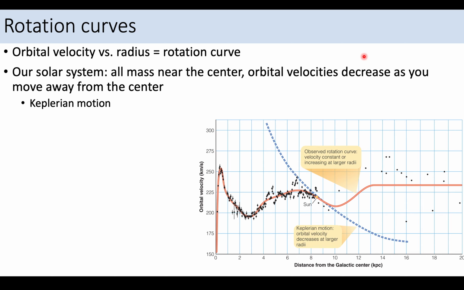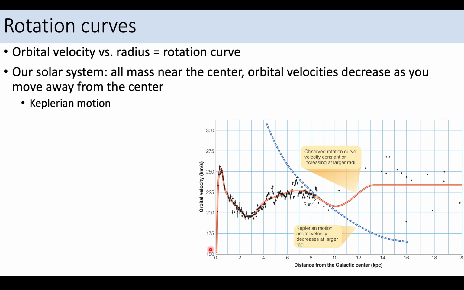So if we look at curves of rotation, we can look at the distance from the galactic center here on the x-axis. So this is distance. If this is the galactic center, here we're 2 kiloparsecs away. Here we're 14 kiloparsecs away. So here we're very far. And then the orbital velocity.